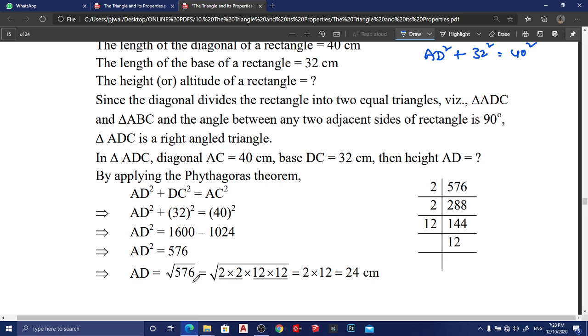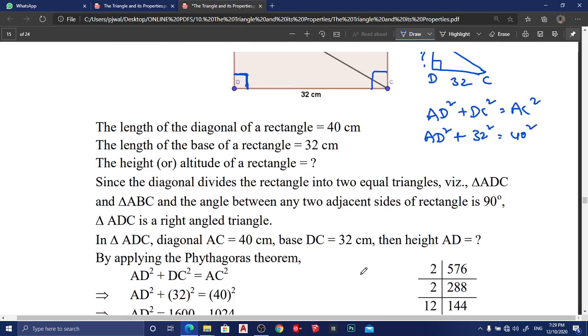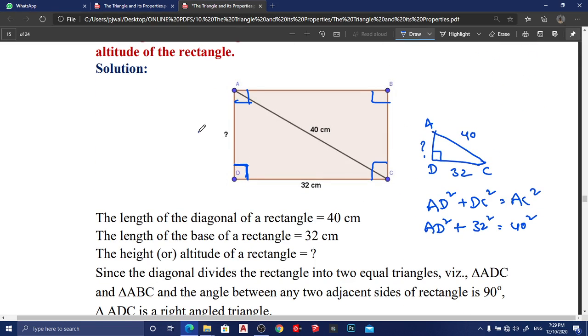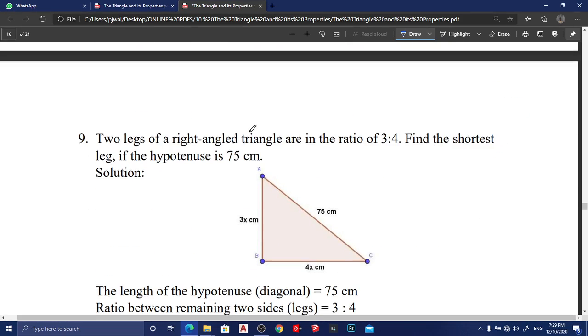So under root 576 means, by taking the prime factors, you will get 2 into 2 into 12 into 12. Simply you can take like this. By taking the factorization, you can take some more factors, but it is easy for you. So 2 into 2 into 12 into 12. Two numbers you have to get. Out of these two numbers, you will get a single number. 2 12s are 24 centimeters. So this will be the altitude of this right angle triangle, which is 24 centimeters.